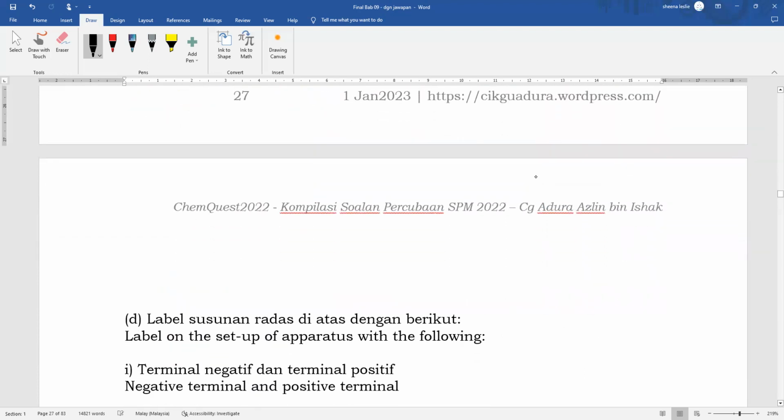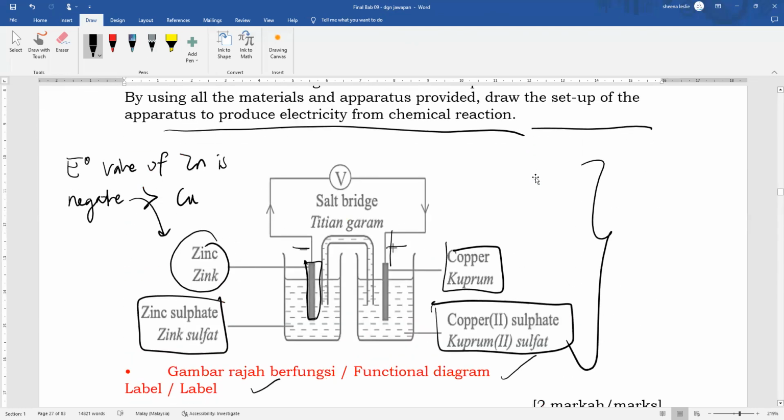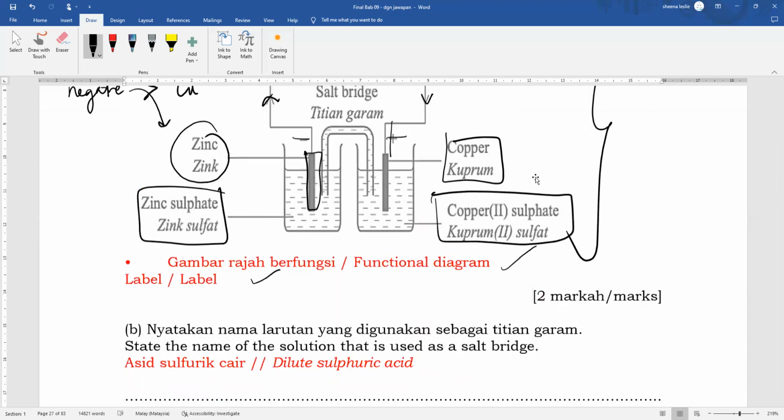Okay, label the setup apparatus. Which one is my negative terminal? Which is my positive terminal? Zinc negative, copper positive. Okay, what's my direction of flow? From zinc to copper. If I were you, I would take a different colored pen, not red, and label the direction of the electrons.